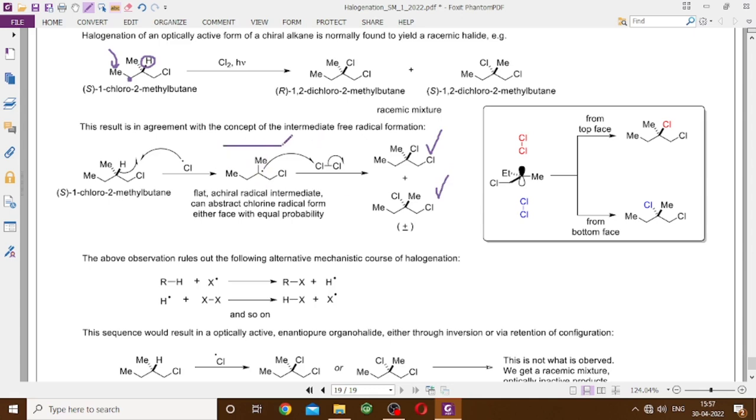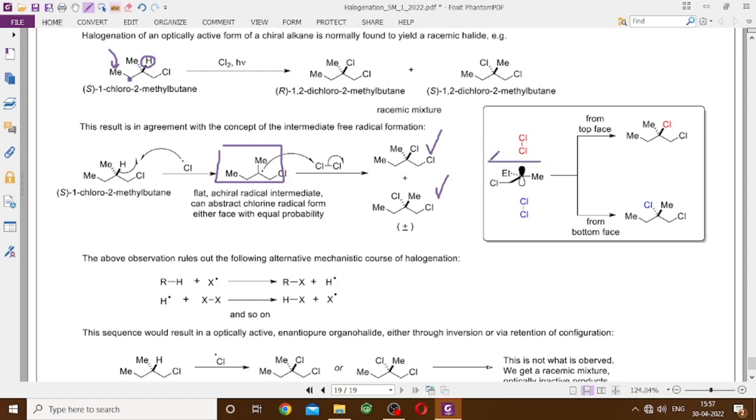This is planar in the plane of the paper, therefore it has two faces. One is towards you, the front face, the other is away from you, that is the rear face. And because it is achiral, it has absolutely no preference whatsoever of picking off this chlorine from either of the two faces. So it can take from either face, and it will give rise to both the R as well as the S isomer.